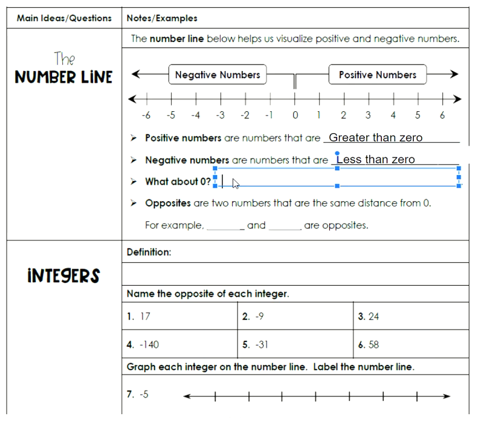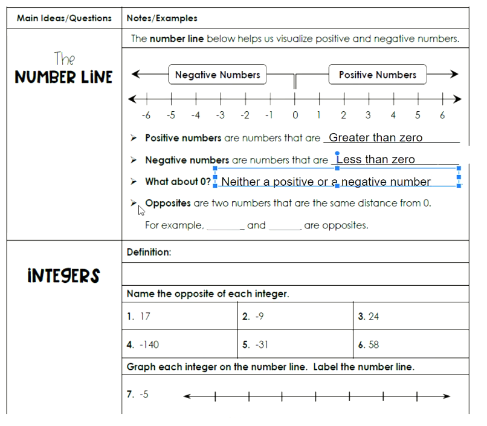Now, what about 0? Is it a positive number? Is it a negative number? Well, it is neither a positive or a negative number. Okay, so then that would be the positive, negative, 0.